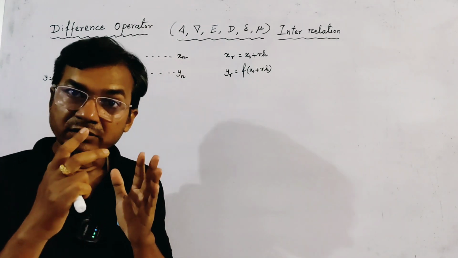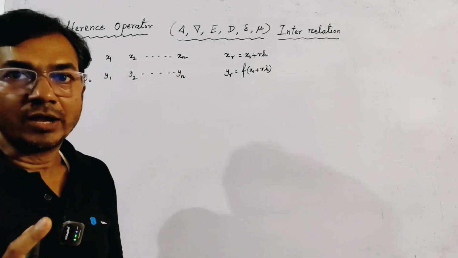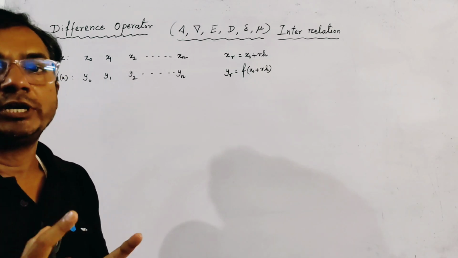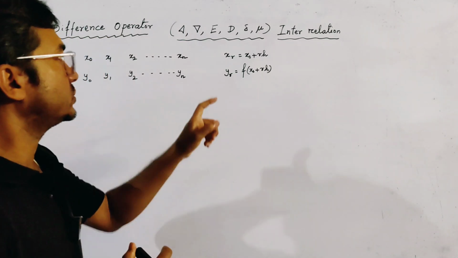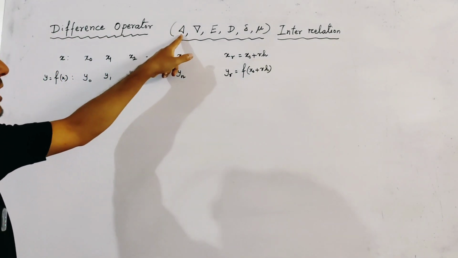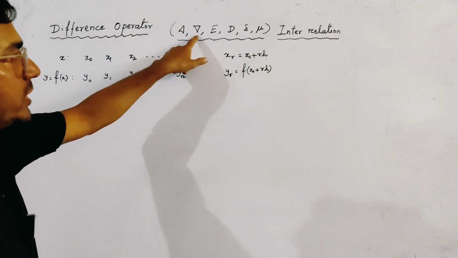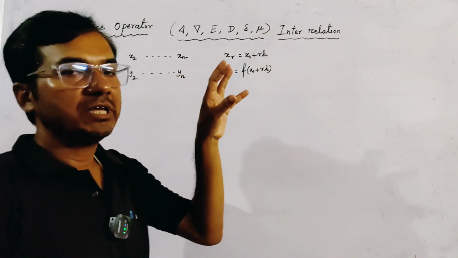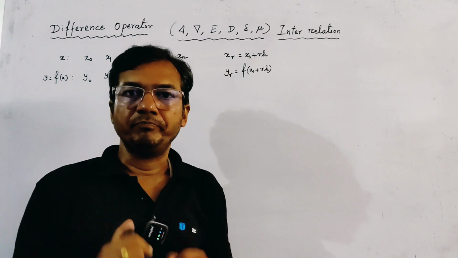But in successive classes, here we define only two operators, the first two: the forward difference operator and the backward difference operator, and derive the interrelation between them.